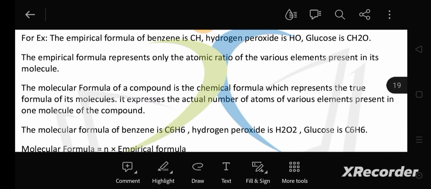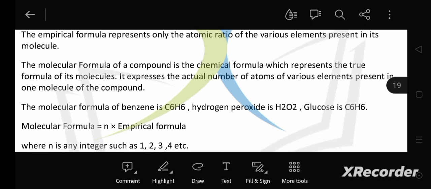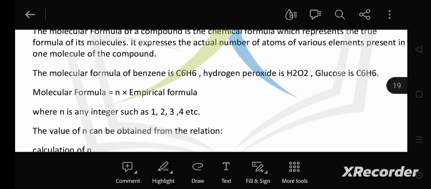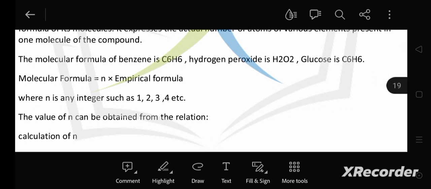Now empirical formula only represents the atomic ratio of various elements in a compound. But the molecular formula gives the actual formula of that compound. So it expresses the actual number of atoms of various elements present in one molecule of the compound. Then the molecular formula of benzene is, I have already told you, C6H6, hydrogen peroxide, H2O2, and the glucose C6H12O6.